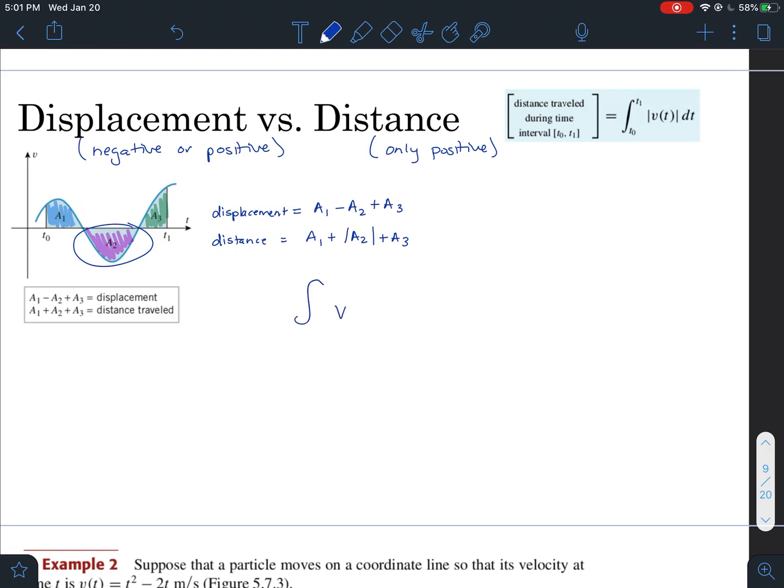So if you want to find displacement, you just integrate velocity. That will give you displacement. If you want to find distance, you need to make sure that your velocity is always positive. So you take the absolute value of the velocity function, and that will give you the distance. So displacement, you just get to integrate velocity. For distance, you have to integrate the absolute value of the velocity function.